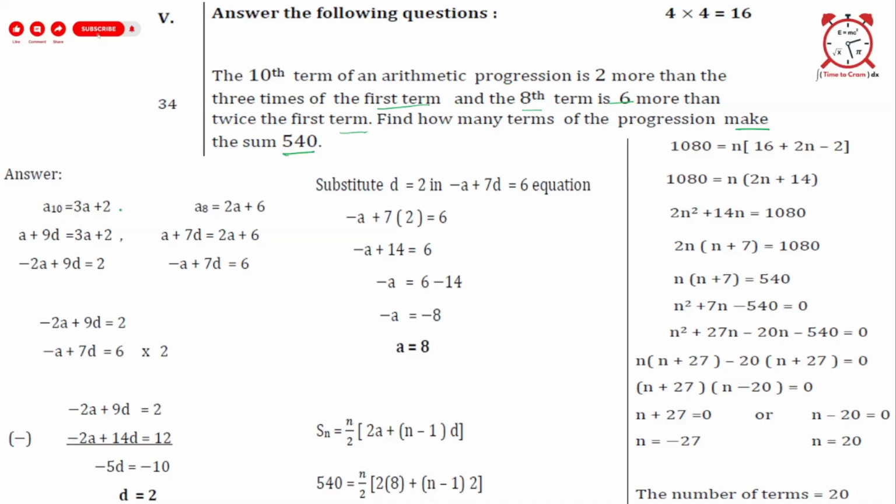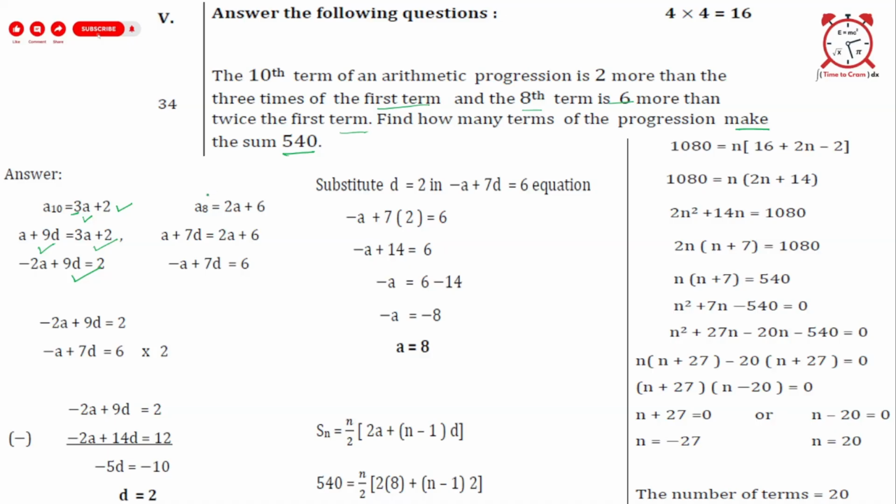So first of all, the 10th term is 2 more than 3 times the first term. So it will give the first equation in that way. The 10th term means a + 9d, and here it is 3a + d + 2. After simplification we will get the linear equation in two variables as -2a + 8d = 2.